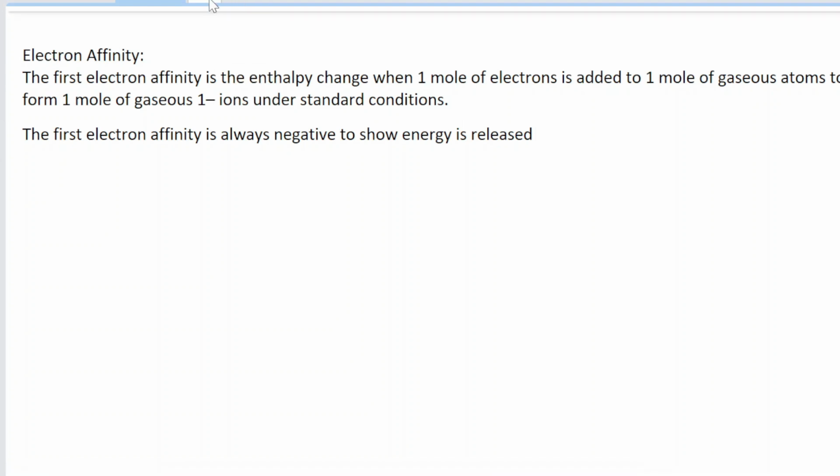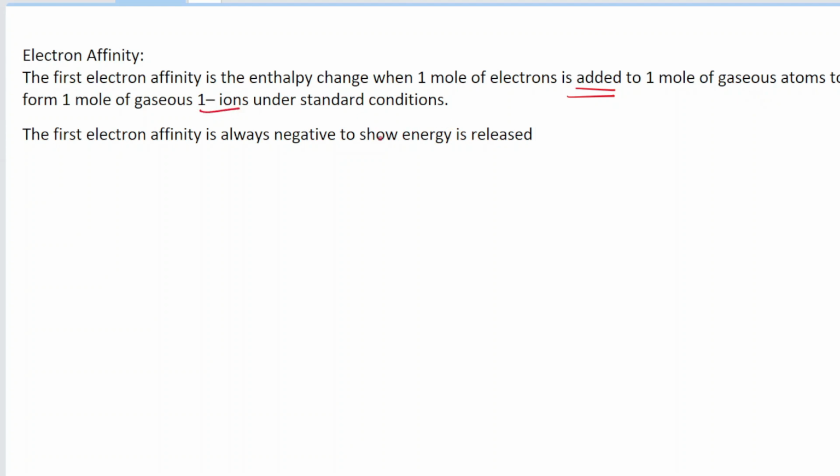Okay, let's look at the next part, which is electron affinities. This concept is new, but it's very similar to ionization energy. It's just the exact opposite of it. The first electron affinity is the enthalpy change when 1 mole of electrons is added to 1 mole of gaseous atoms to form 1 mole of gaseous 1 minus ions under standard conditions.